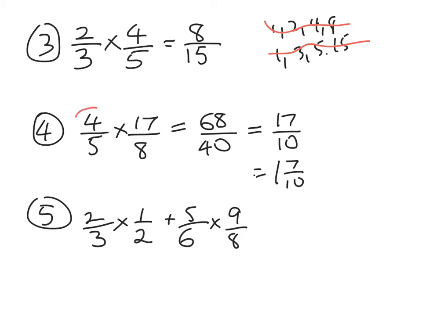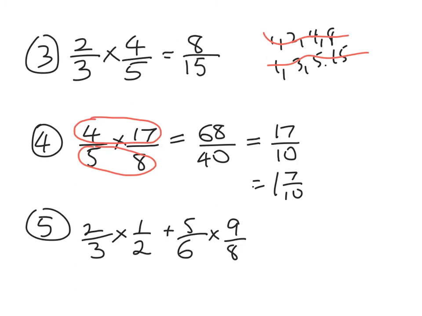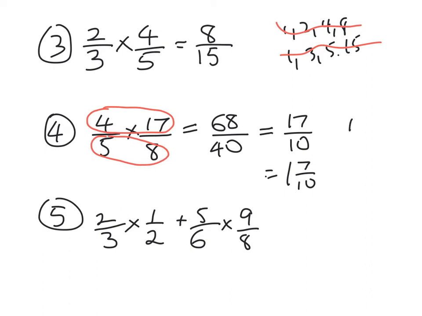Well, if we look here at 4 times 17 and 5 times 8, I could instead have written that as 17 times 4 over 5 times 8. So the order doesn't matter. And if you write it like that, you're probably going to notice that 4 and 8 have got a common factor of 4. So I can divide the top and bottom by 4 way back at the first step of the problem. So I'm going to do that down here.